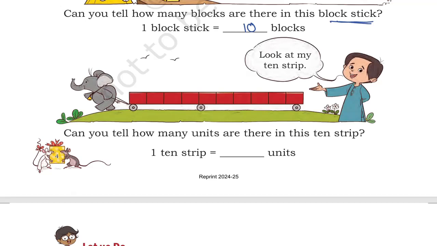Look at my 10 strip. Okay, it's perfect. It looks very good. Can you tell how many units are there in this 10 strip? Again, we'll have to go and count the individual units in a 10 strip. Okay, they are anyways telling the answer here that this is a 10 strip. So there are going to be 10 individual units. Nevertheless, let's go and count. 2, 4, 6, 8, and 10. One 10 strip is equal to 10 units.